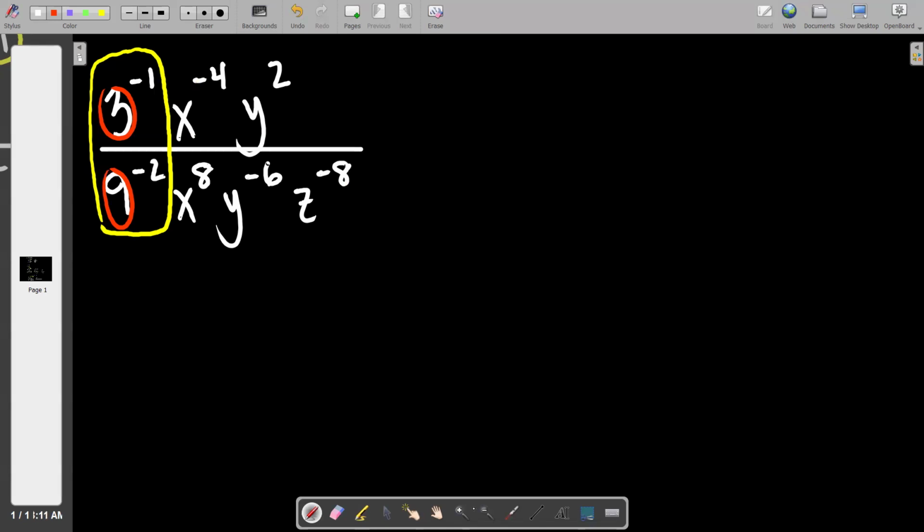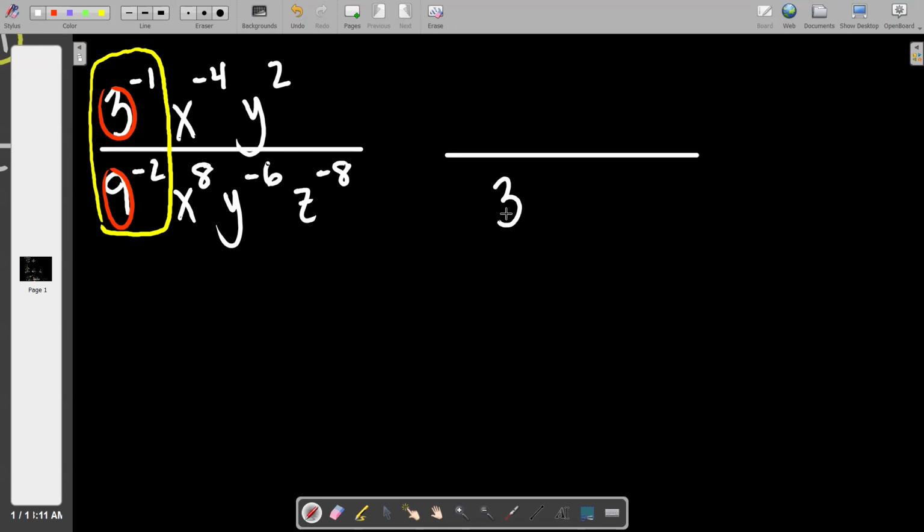So first off, let's talk about the 3. Does he stay or does he go? He goes. So when we write our next step, let's all agree that we are on the bottom going to have a 3. He had to move, huh? And then what about the 9? Does he stay or does he go? He goes.